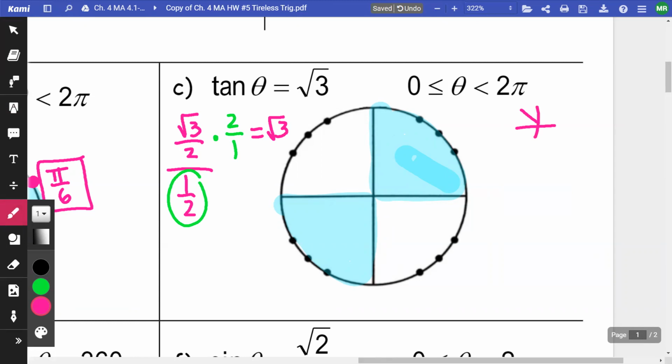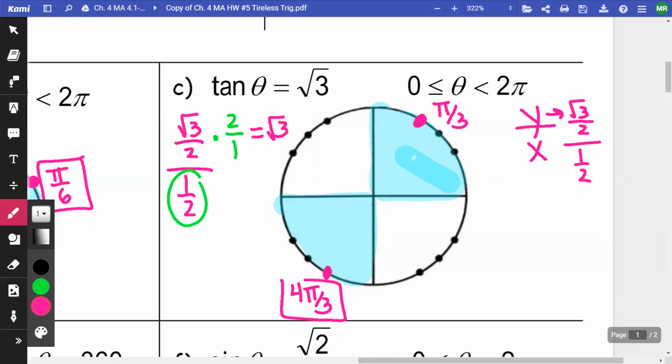So remember, tangent is y over x. So I want my y to be a root 3 halves, and then my x is going to be the 1/2. So that is going to be here and here. So these are pi thirds and 4 pi thirds. And those are going to be our two angles.